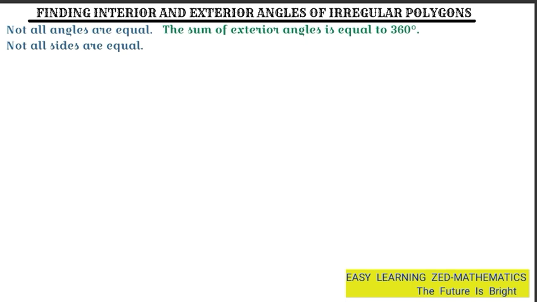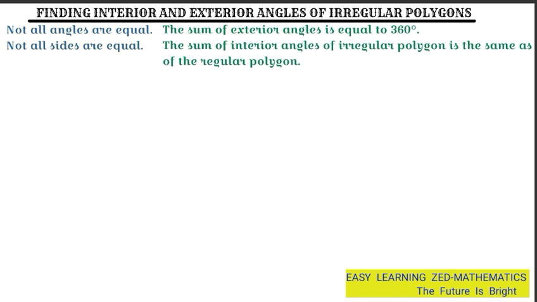The other one is that the sum of interior angles of an irregular polygon is the same as that of a regular polygon. We learned how to find the sum of interior angles of any given regular polygon. We are saying the sum of interior angles of an irregular polygon is just the same as that of a regular polygon. Whether the polygon is regular or irregular, the sum of the interior angles will be the same.